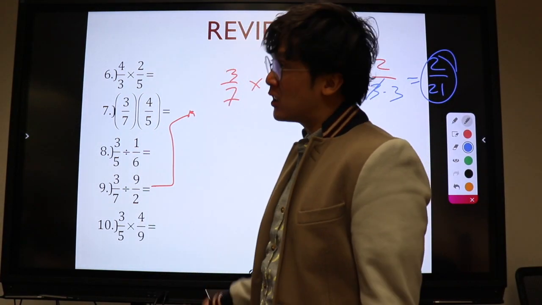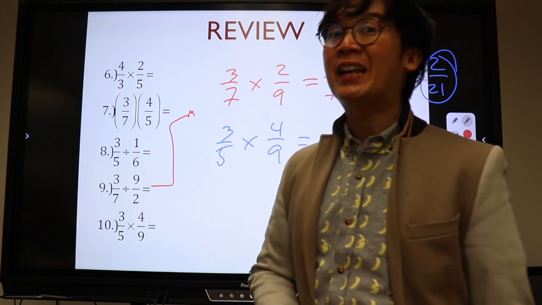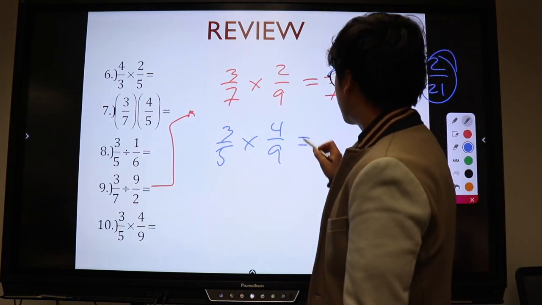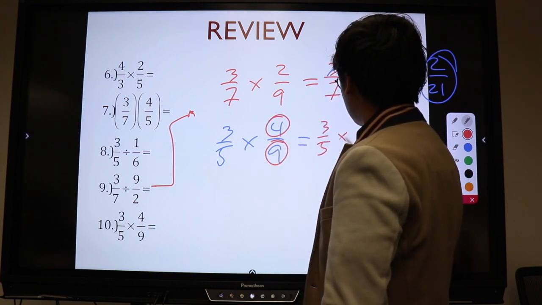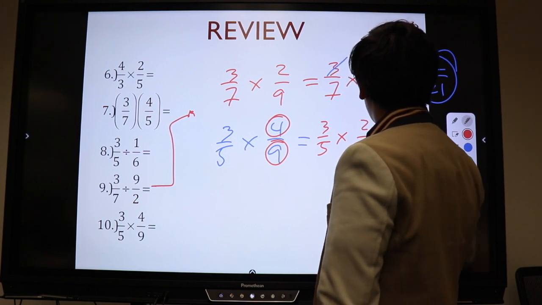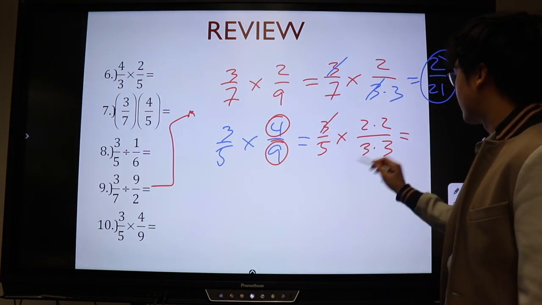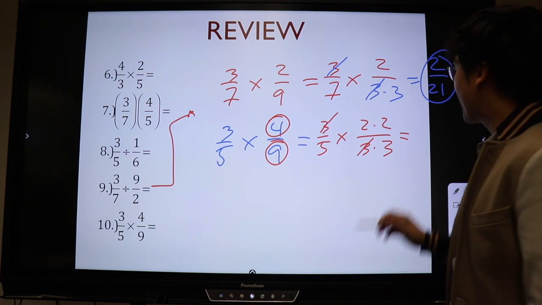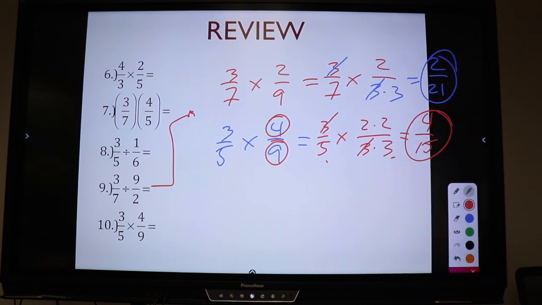Number 10, it's multiplication, so I just need to multiply 3 all over 5 times 4 all over 9. But I'm going to simultaneously multiply and factor, so I'm going to factor out my 4 and my 9. So I'll have 3 all over 5 multiplied by 2, 2, 3, 3. And by doing so, what can I cancel? 3. What else? That's it. So my answer is 4 over 15. So that's one technique that you could use when you are multiplying and dividing. Simultaneously simplify and multiply by factoring.